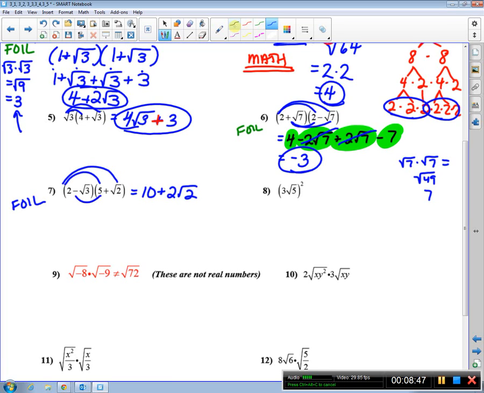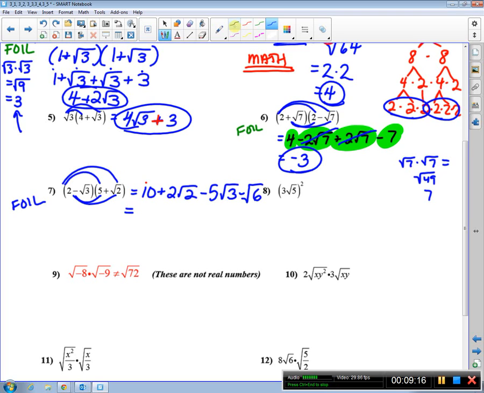Negative radical 3 times 5 is negative 5 radical 3. And negative radical 3 times positive radical 2 is negative, multiply under those radicals, negative radical 6. So let's see, what can we combine? Does anything combine with 10? No, no, and no. All right.